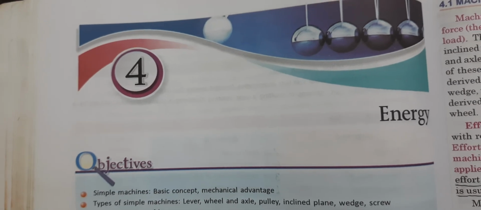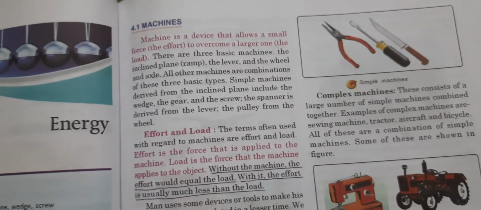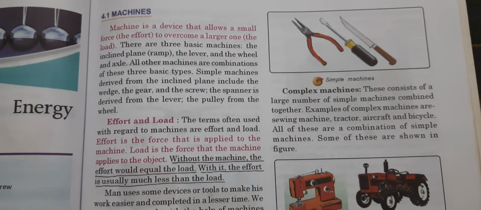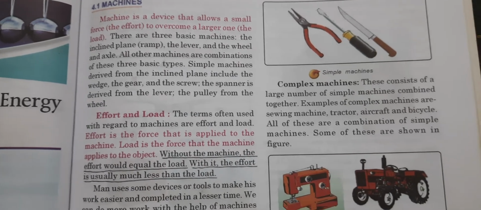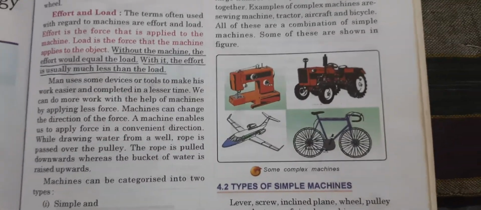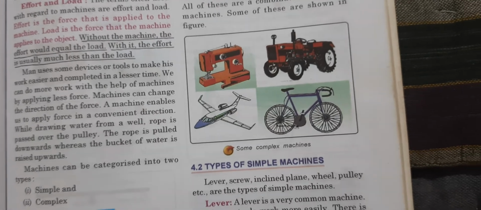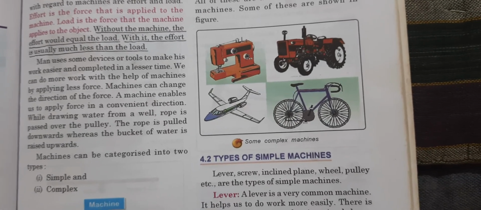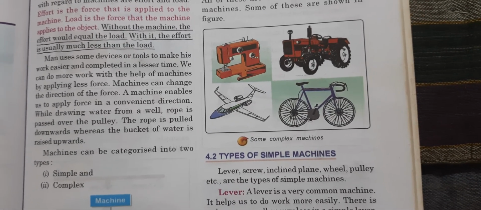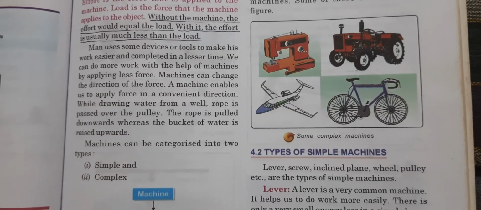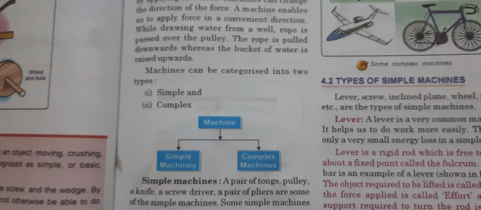Now you might be thinking why in the energy chapter we have machines. Now machines do some work for us, right? And to accomplish that work we need energy. So that's how it is tied. Energy is tied to machines. That we will learn in the classes that will follow.